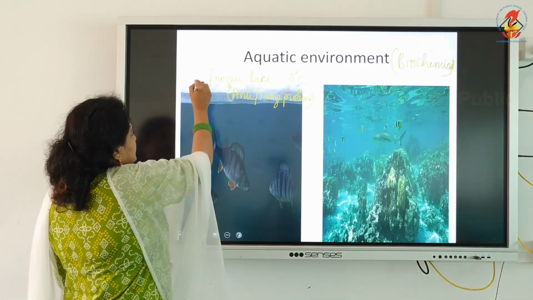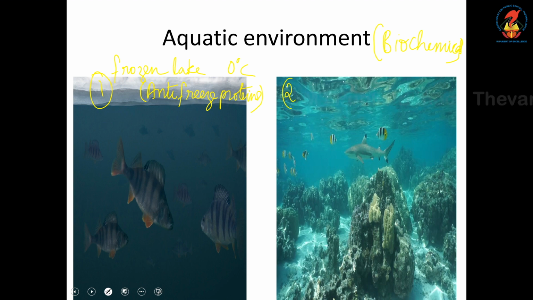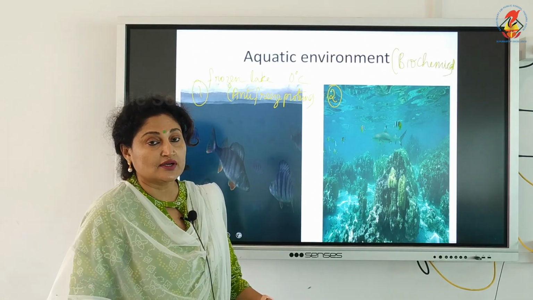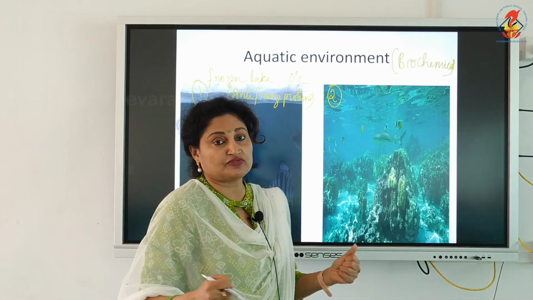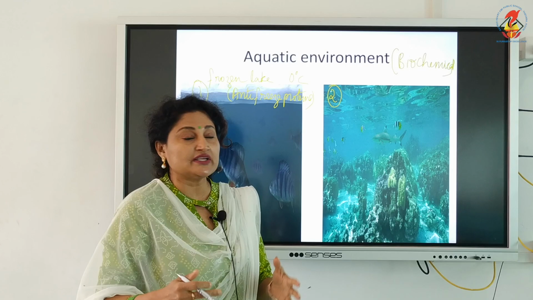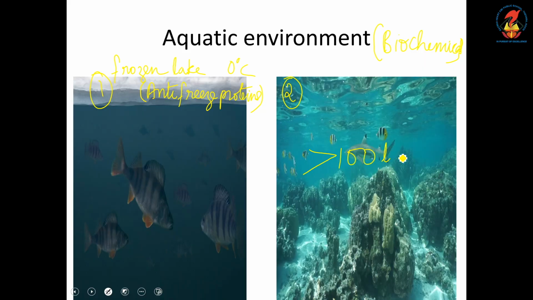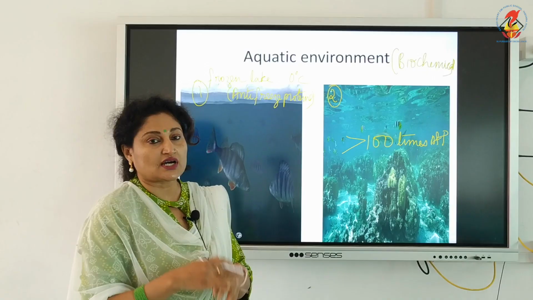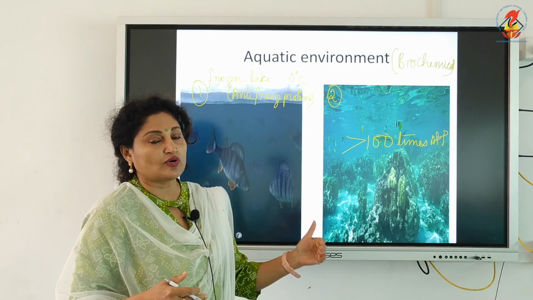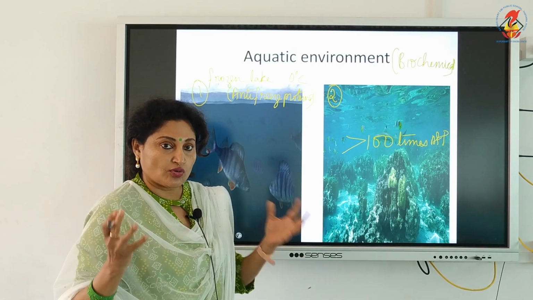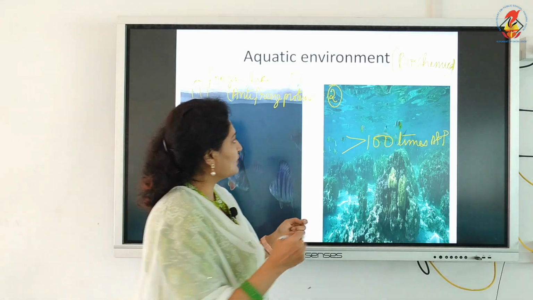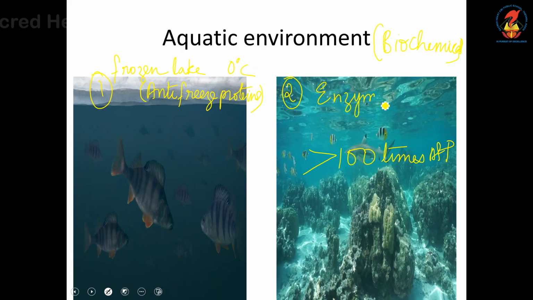Now, the second example of biochemical adaptation is the benthic fishes. Fishes and invertebrates living at the sea floor or in the ocean bed. What is the challenge they face? It is the crushing pressure. The pressure is very high, nearly more than 100 times higher than the atmospheric pressure. The pressure on them of the water column is 100 times more than the atmospheric pressure. But how do they cope with that environment? This is because of certain enzymes present in their body which enable them to cope with this crushing pressure, which is more than 1000 times that of the atmospheric pressure.